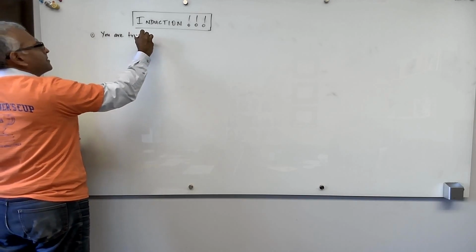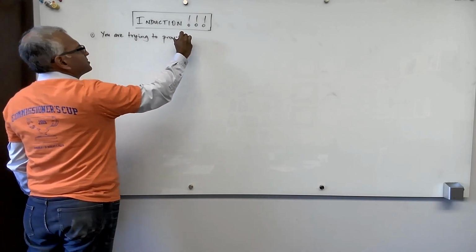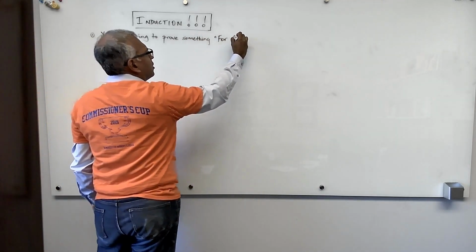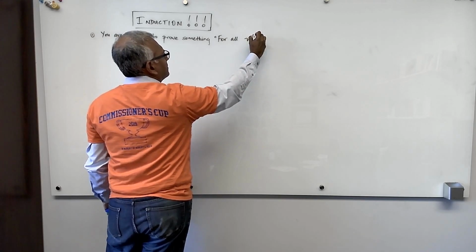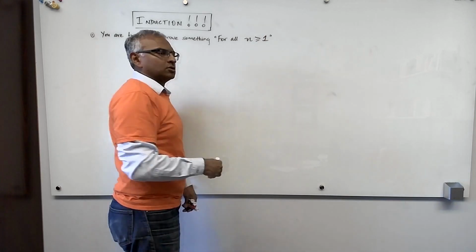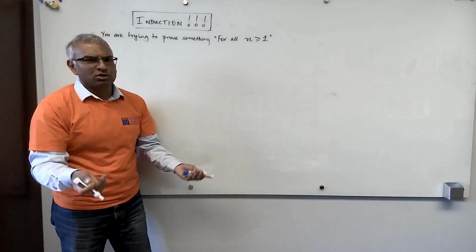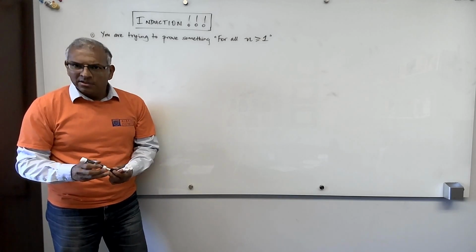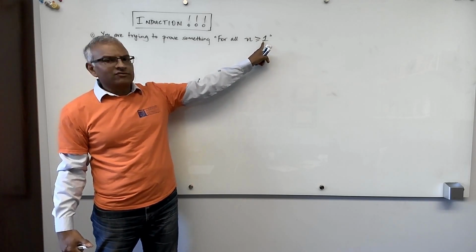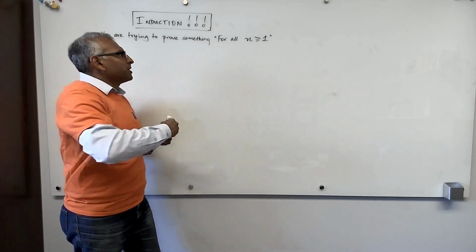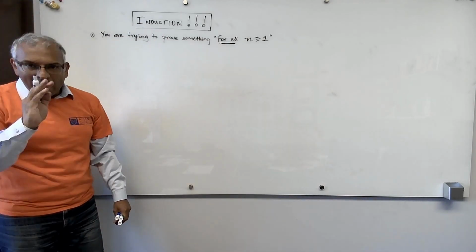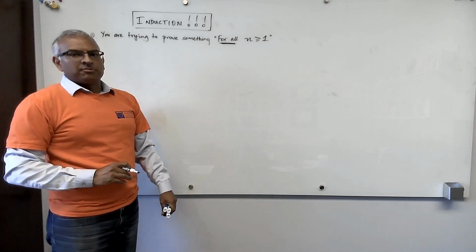Okay, so you're trying to prove something for all n, let's say greater than or equal to something. Let's say greater than or equal to 1. It could be 24, greater than or equal to 24, greater than or equal to 1, greater than or equal to 10. What you're trying to make it for in terms of the lower bound for n is not so important. The important part is you're trying to make it for all n. Greater than or equal to 1 is the typical type of an induction.